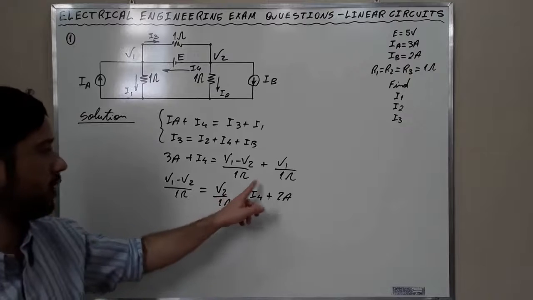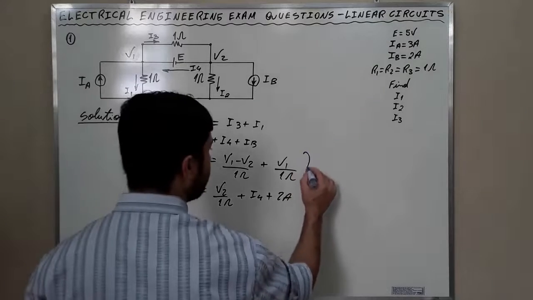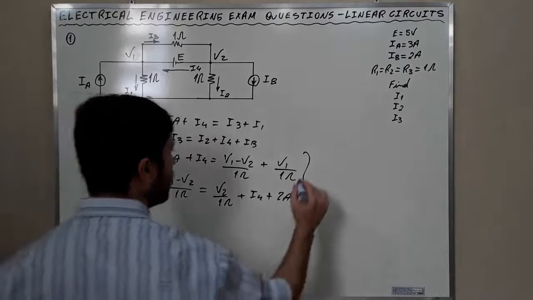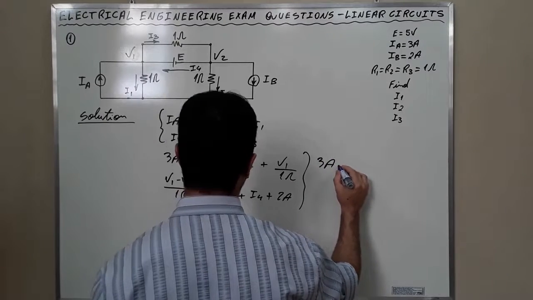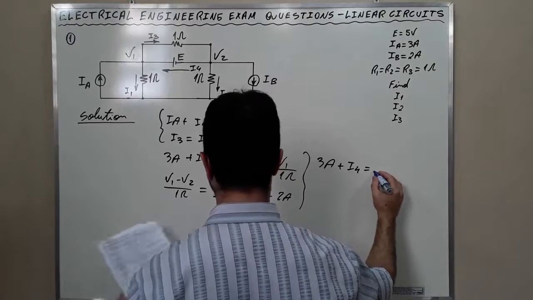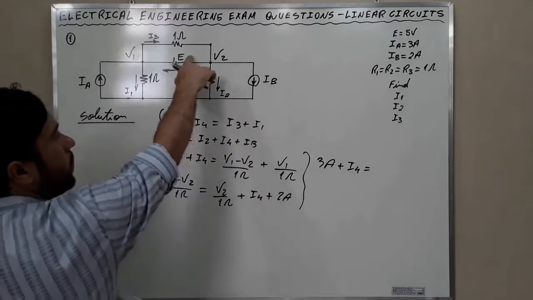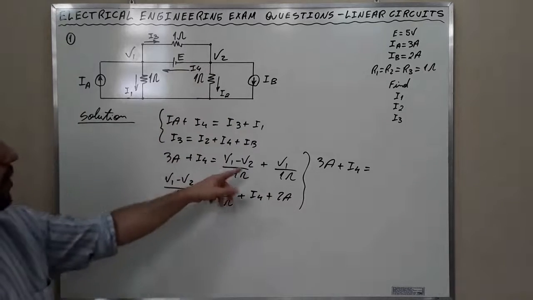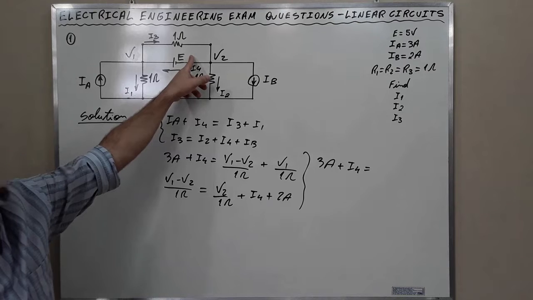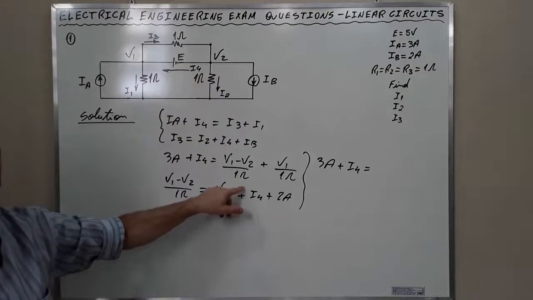We have 1 here, we have 1 here, 1, 1. We don't have to worry about it. Okay, it's a simple division. And we get that this becomes this: 3 amperes plus I4 equal to V1 minus V2 is E. Okay? V1 minus V2 is E. E is 5 volts. So 5 volts divided by 1 ohm is 5 amperes.